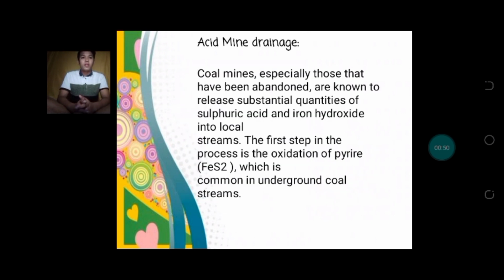Acid mine drainage. Coal mines, especially those that have been abandoned, are known to release substantial quantities of sulfuric acid and iron hydroxide into local streams. The first step in the process is the oxidation of pyrite, FeS2, which is common in underground coal seams.